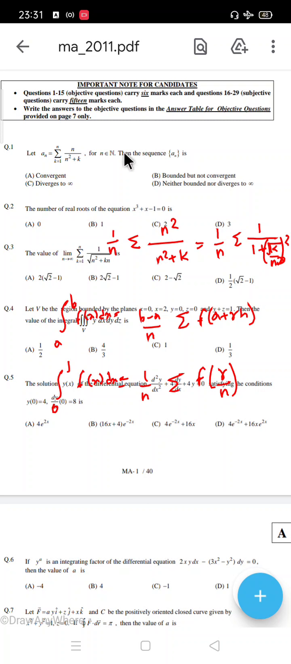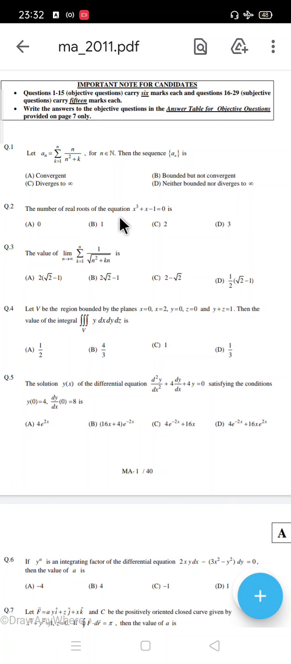No, this should be here. It should be k square, I think. If it was k square, then it was easy to prove, and we could have told that it is convergent. Still, it is a convergent sequence, that is for sure. It will be 1 plus k square. Let's see. Yeah, it is convergent. Okay.